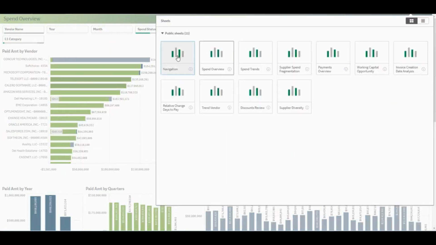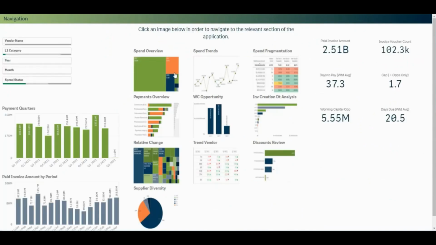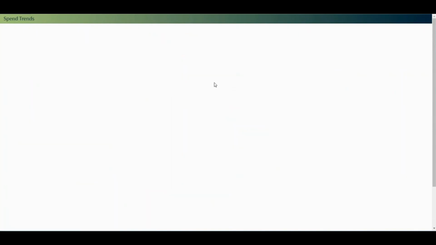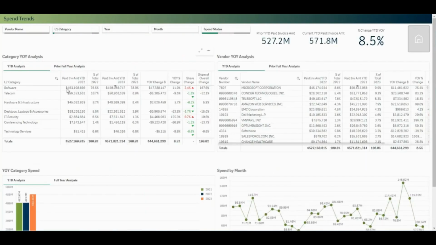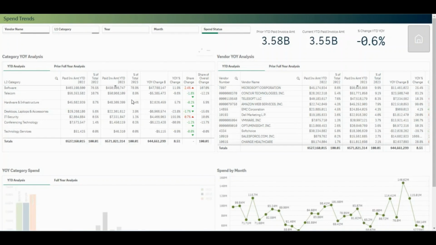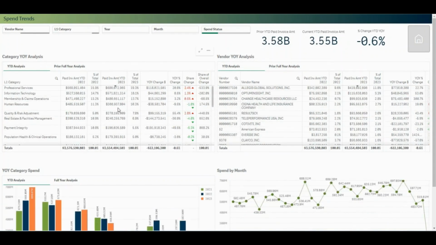Just go back to the fresh screen here. One of the things you can do is look at spend trends and spend fragmentation. Looking at spend trends is an interesting view that a lot of the clients are starting to get value from. What we do is look at the spend by category. Especially when you're looking at the indirect spend, we look at that spend as a percent of the total.